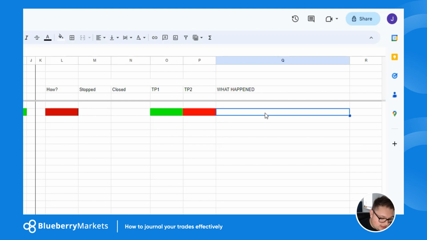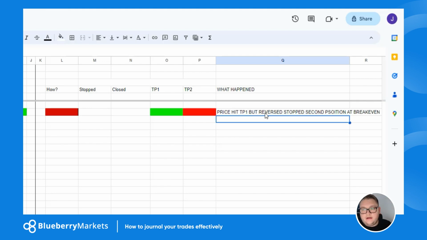I can say something in here like, price hit TP1, but reversed, stopping second position at break even. The reason why I want to make notes like this is because if there are common things happening within my trading, then I can just look at this and say, right, okay, I can pinpoint what's going on.